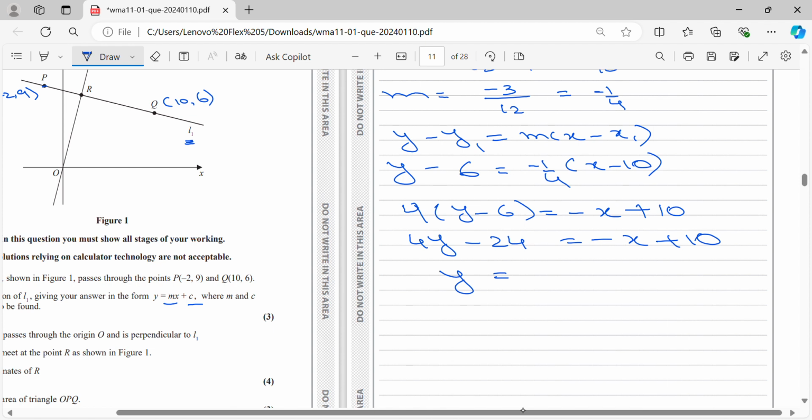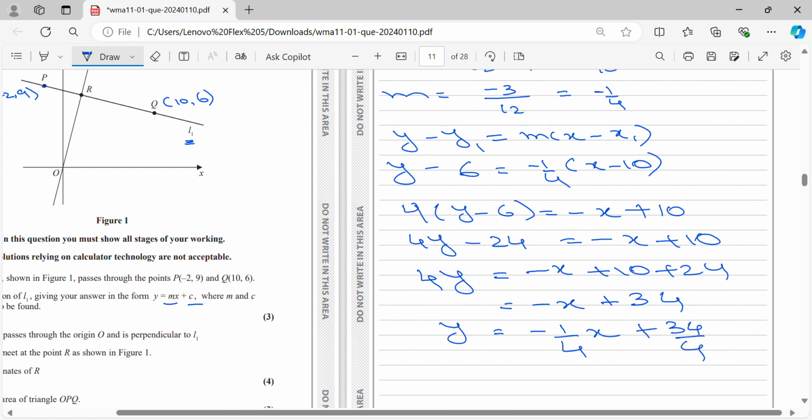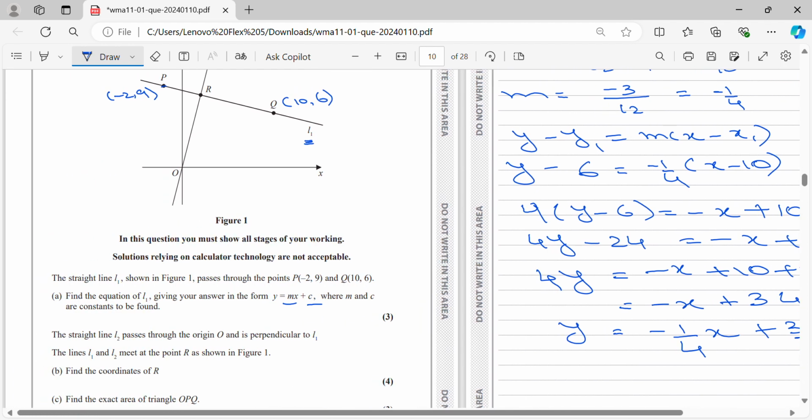The answer should be written in the form y = mx + c. So minus x plus 10 plus 24, and this is 4y, plus 34, divided by 4, so y equals minus 1 over 4 x plus 34 over 4. This is the equation of the straight line written in the form y = mx + c.